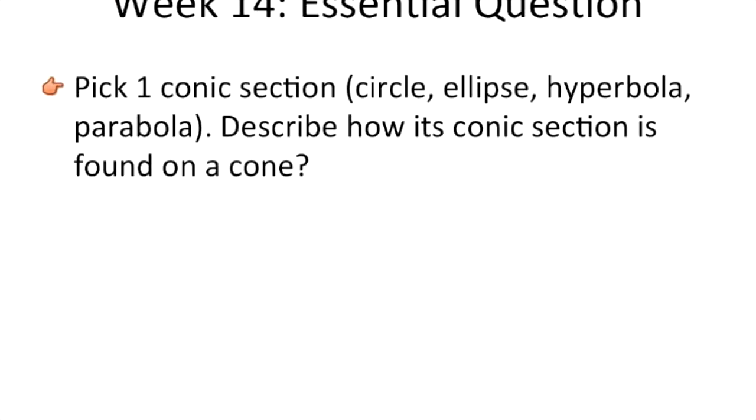So your essential question again is to pick one conic section. So think in your head, which one do you want to pick? Do you want to pick circle, ellipse, hyperbola, or parabola? So write that word down. Then I want you to describe how its conic section is found on a cone. Meaning, what do you have to do with that plane to get your circle? What do you have to do with the plane to get the hyperbola? Does it touch one nappe or two nappes? Does it have to be perpendicular or can it be horizontal? It all goes back to that chart we did earlier.